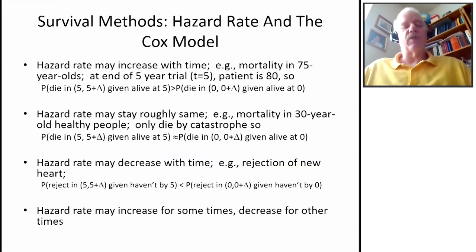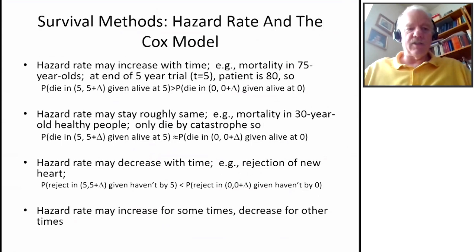Now, the hazard rate could increase over time. For example, if you look at the death rate in 75-year-olds, 5 years later, they're going to be 80 years old and more things are failing. And so they're more likely to die in a small period of time when they're 80 years old than when they're 75 years old. So that hazard rate is increasing over time.